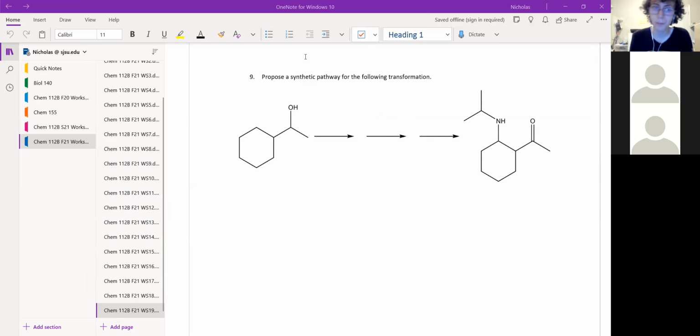Okay, so here's a synthesis, and as usual, I think it's good to take note of the functional groups you're starting with, the functional groups you end with, and maybe whether you added carbons, stuff like that. So we're starting with an alcohol, and then we converted the alcohol to a ketone.